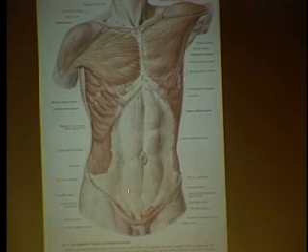Is this the rectus abdominis beneath here? Yes, it's straight and it's in the abdomen.